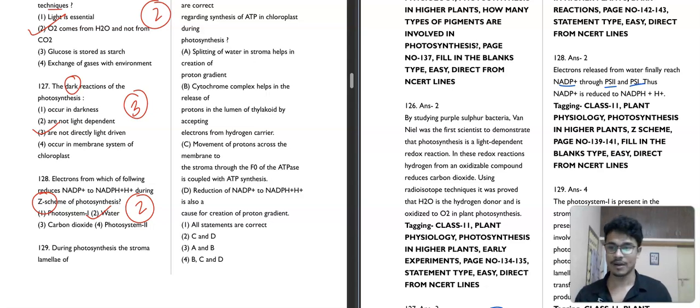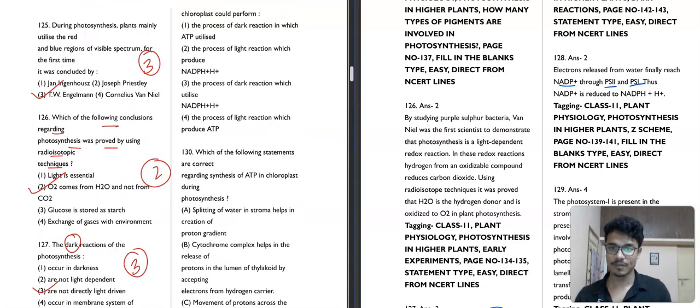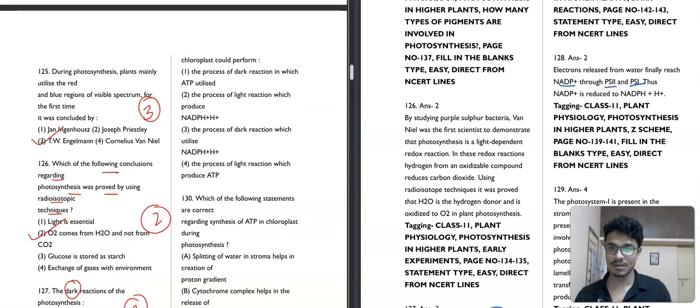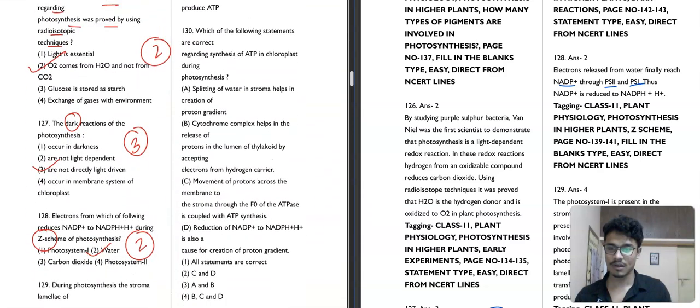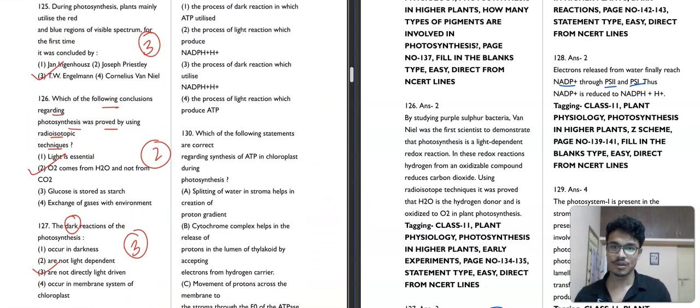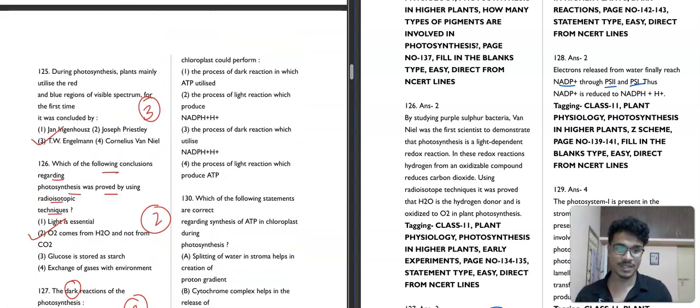Then question number 129. During photosynthesis, the stroma lamellae of chloroplast could perform. First option is given. The process of dark reaction in which ATP is utilized? No. The process of light reaction which produces NADPH and H plus? No. Then the process of dark reaction which utilizes NADPH and H plus? No. The process of light reaction which produces simple ATP. It is our correct answer.